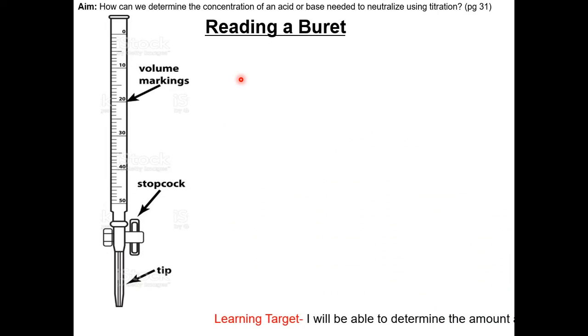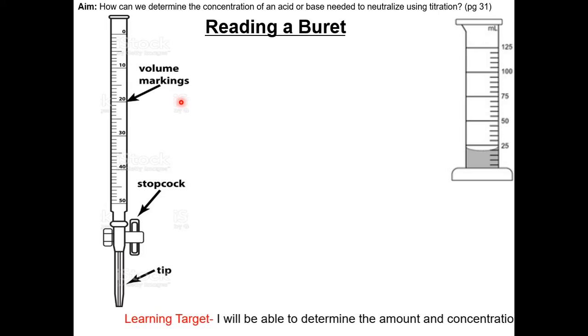Now we're going to go over how to read a Buret. A Buret has markings. The markings are facing the opposite direction of a graduated cylinder. In a Buret, the numbers are increasing from top to bottom, while in a graduated cylinder, they are increasing from bottom to top. The Buret holds the titrant solution. The stopcock is a valve that allows the titrant solution to flow out through the bottom.